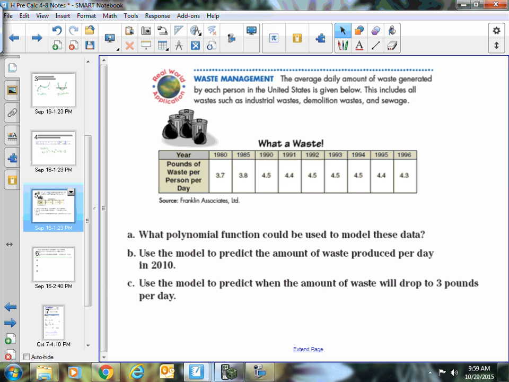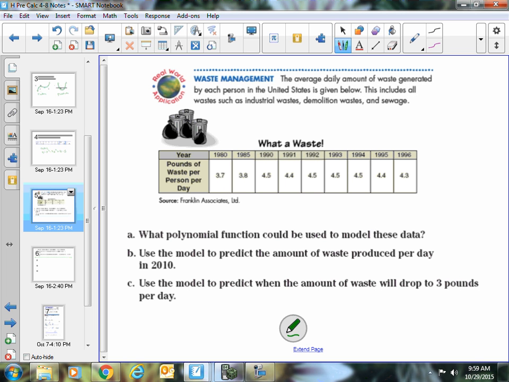Okay, so this is about waste. So looking at the environment here, it says the average daily amount of waste generated by each person in the U.S. is given below. It goes through 1996. This is real data. Includes all sorts of waste and all that good stuff. So this is pounds of waste per person per day. So that's kind of gross. So if you take a look at that situation, those are the values that we have. So first thing that we're going to try to do is see if we can graph it and see what kind of model would best fit this.